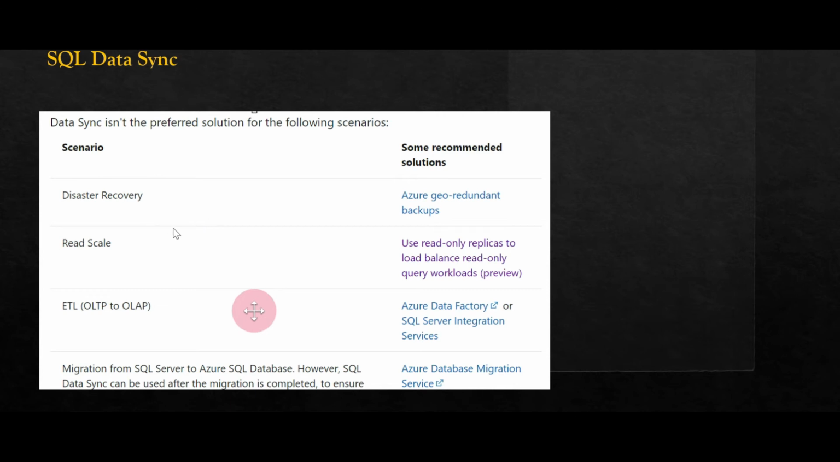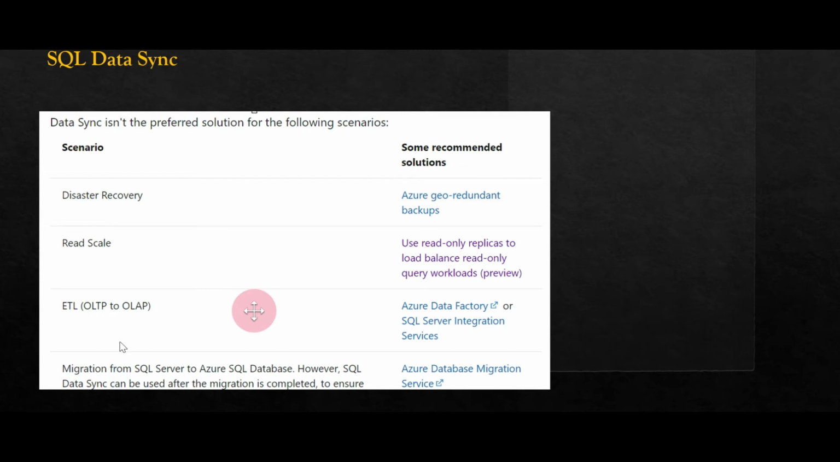The second one is, if you have read-only replicas to load balance read-only query workloads, you should not create a separate schema for reads. You should use read replicas. So this is what is recommended. Use read replicas for read scaling.